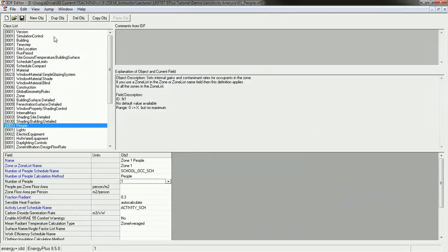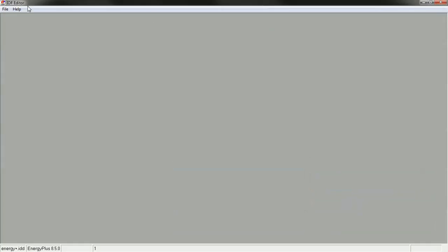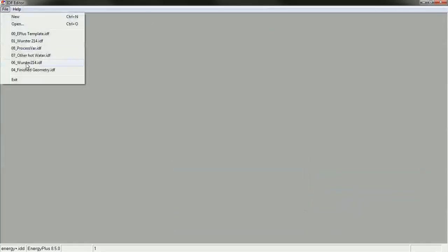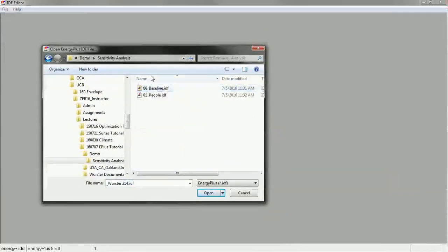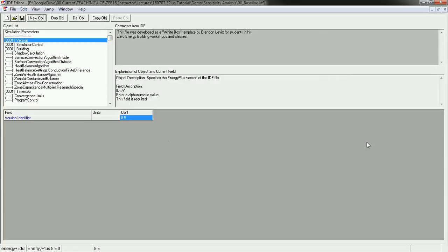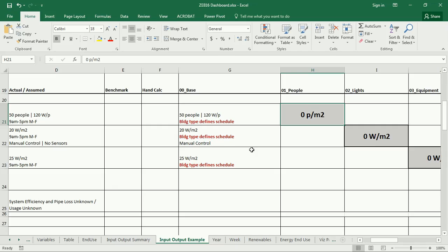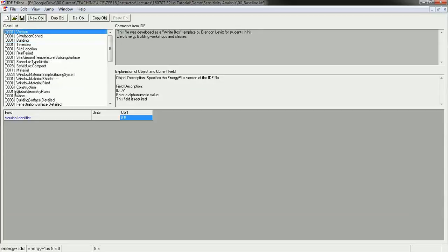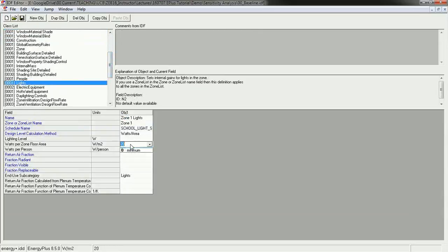Done. Now, I'm going to close this and go back to the baseline because I want to then eliminate the next category, which is lights. So in the baseline, press Control L and go down to lights, and I'm going to change this to 1 watt per square meter.